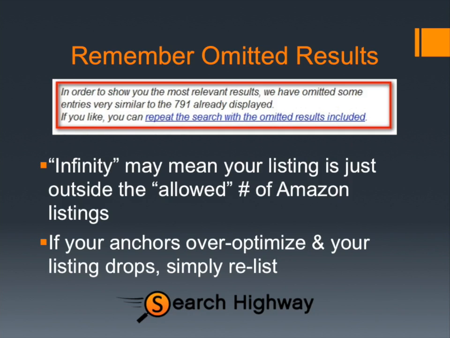I put this in quotation marks because it's probably just some part of Google's algorithm where there's only a certain number of spots for the Amazon listings for a particular search. Now, if you repeat the search with your omitted results included and your ranking isn't showing up anywhere, usually this is because your anchors have over-optimized and your listing drops. All right, so it is possible to over-optimize your anchor text, and the listing gets penalized and will drop.